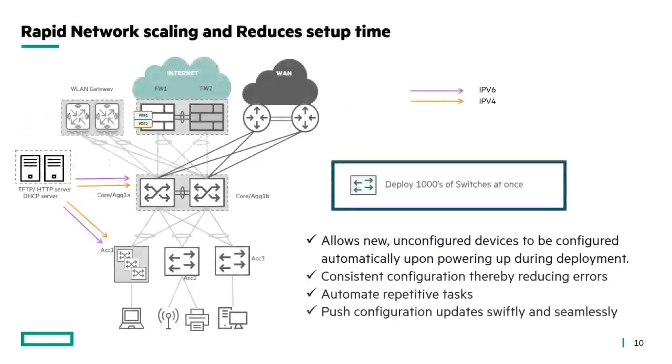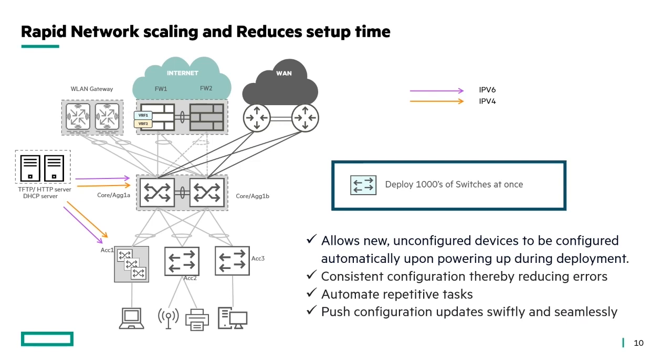So let's look at the use cases for this feature. ZTP allows the deployment of thousands of switches at once, which makes it ideal for large-scale enterprises or branch networks. It also ensures seamless scaling while maintaining network consistency. You can configure new devices so that they are automatically provisioned upon powering up, and it eliminates the need for any manual intervention, accelerating the deployment timelines.